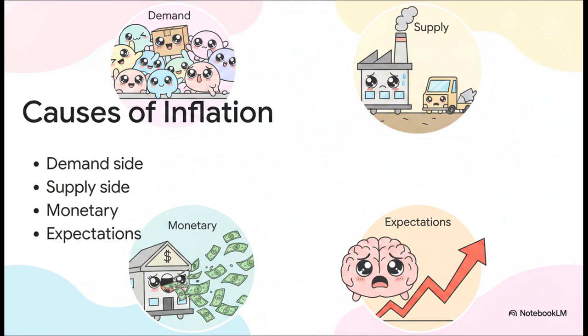Second is supply-side inflation. This happens when it becomes more expensive to produce goods, maybe because of an energy spike or a broken supply chain. Third, monetary inflation, when central banks expand the money supply faster than the economy is actually producing output. And finally, and this one is wild, expectations and psychology. If people simply expect prices to rise, workers demand higher wages, businesses raise their prices in advance, and it actually turns inflation into a self-reinforcing cycle.